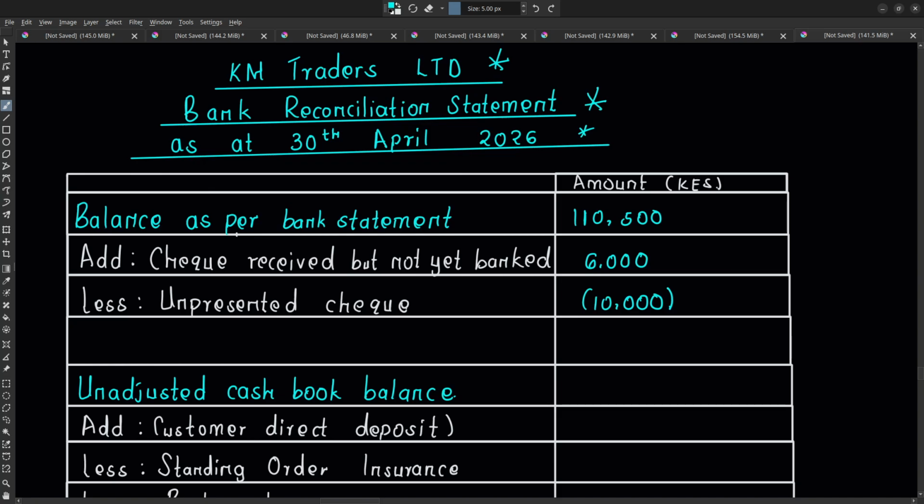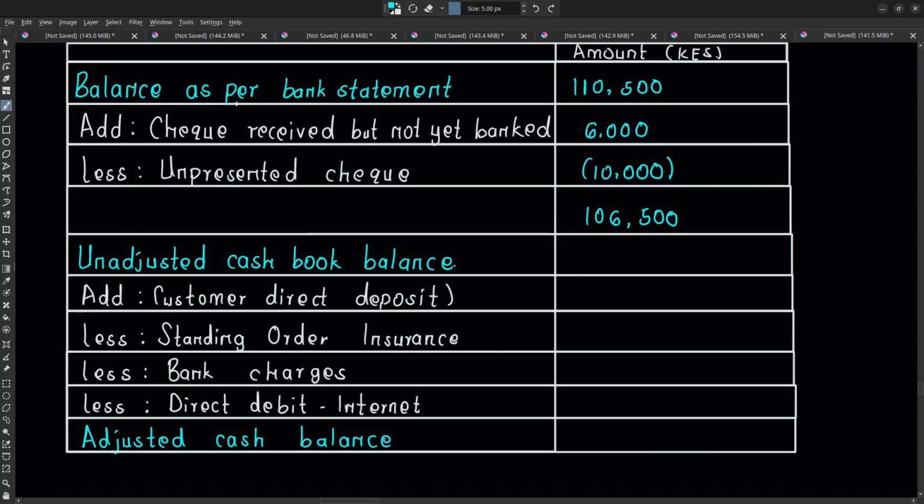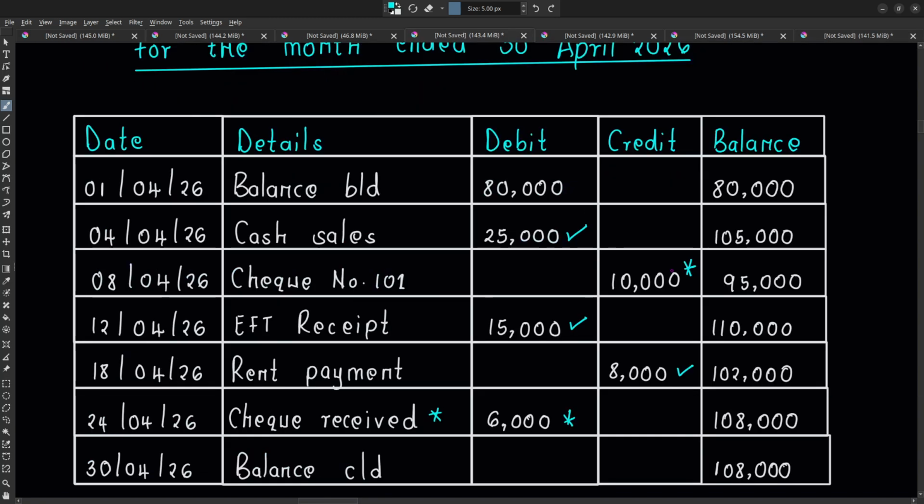Okay, so if we do summation of this, 110,500, we add 6,000, we less 10,000, you're going to have a balance of 106,500. Okay, now let us look at how our cash book will look once we update it. Our cash book balance.